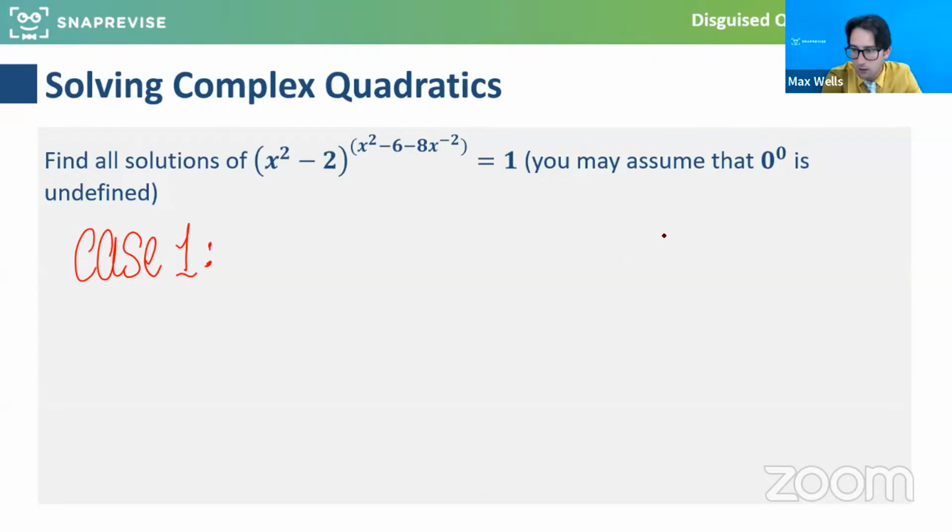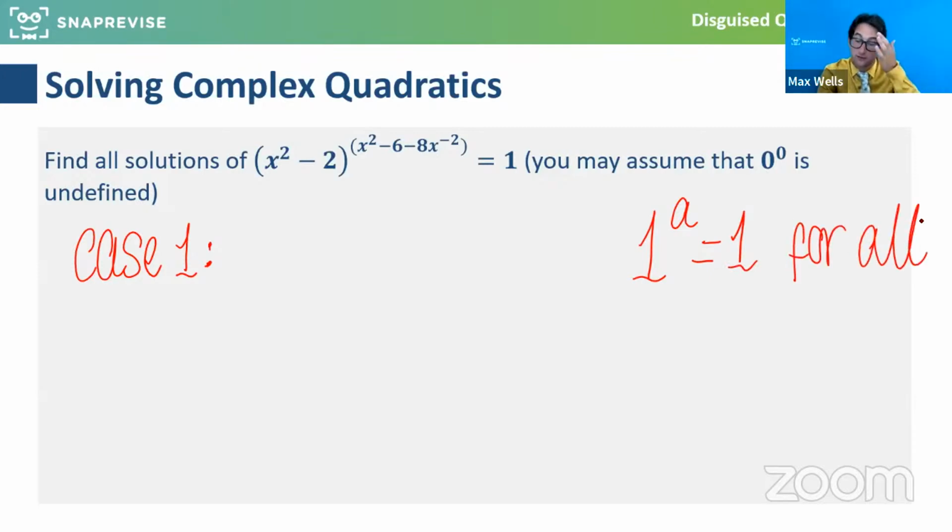So case one, brilliant. The cases are that anything to the power of 1 to the power of anything is 1. And also something to the power of 0 is 1. So I'm going to start with this.